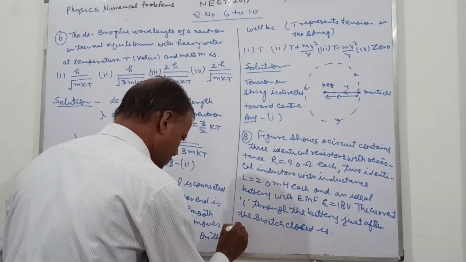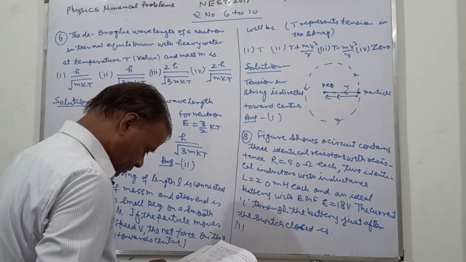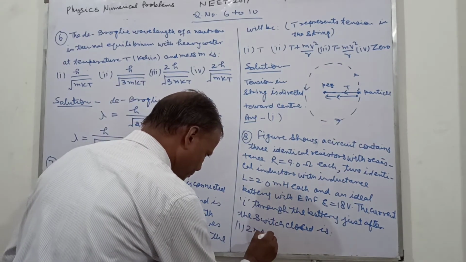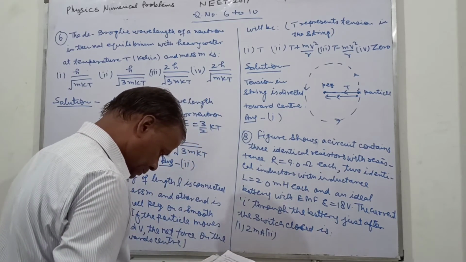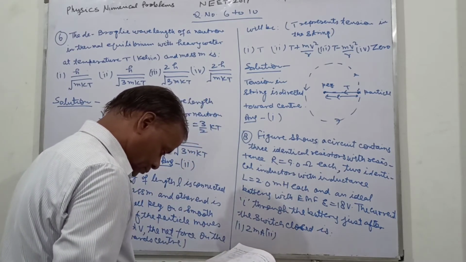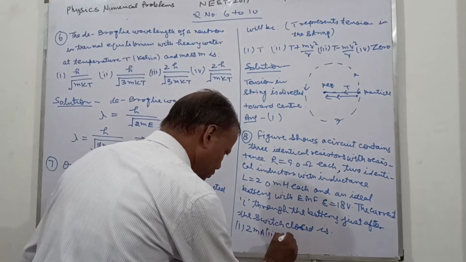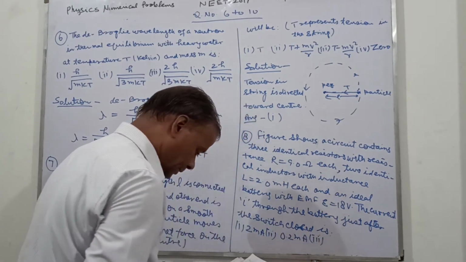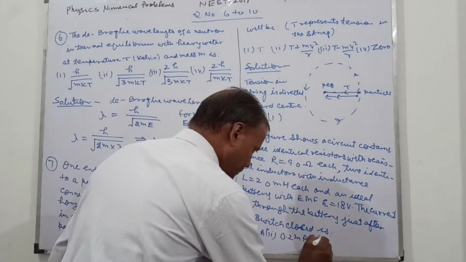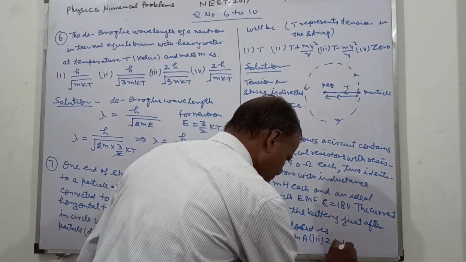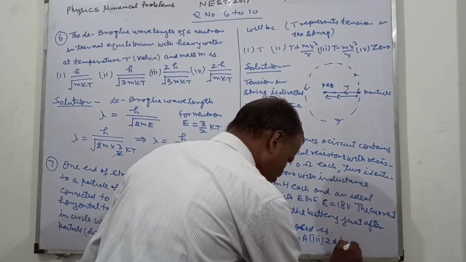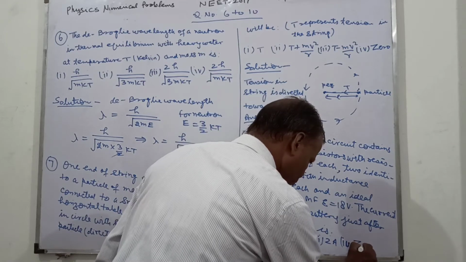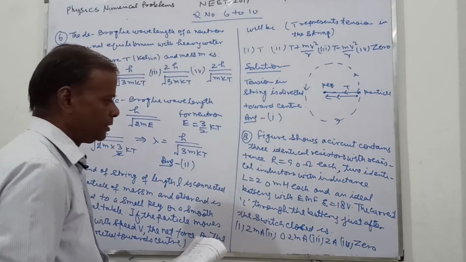Now the options are: first, 2 milliampere; second, 0.2 milliampere; third, 2 ampere; and fourth is 0. Now the circuit given.